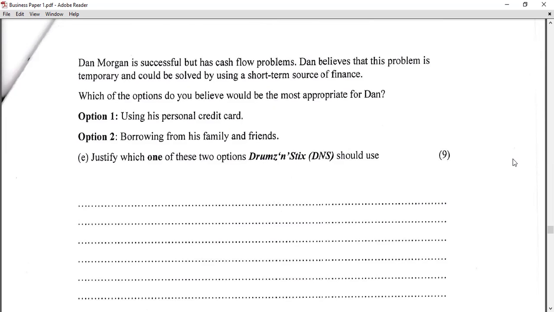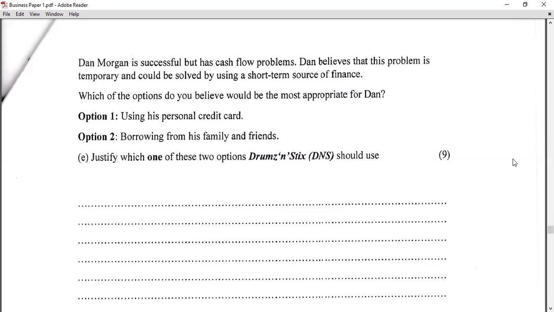So Dan believes that his problem is temporary and could be solved by using a short-term source of finance. Which of the options do you believe would be the most appropriate for Dan? Option one, using his personal credit card, or borrowing. If you take option one, both options are correct. So you can pick one option and then write two advantages and one disadvantage there.